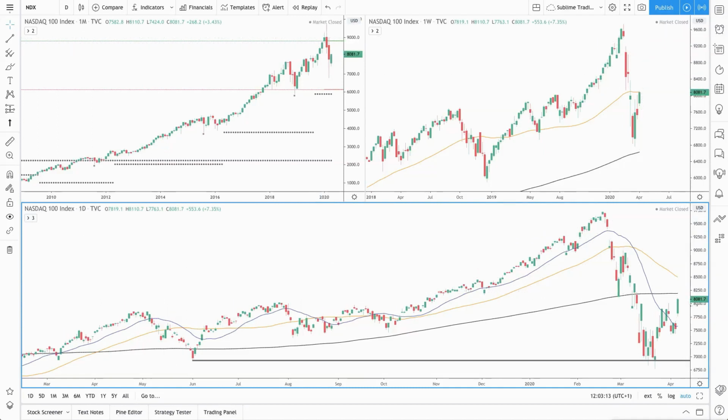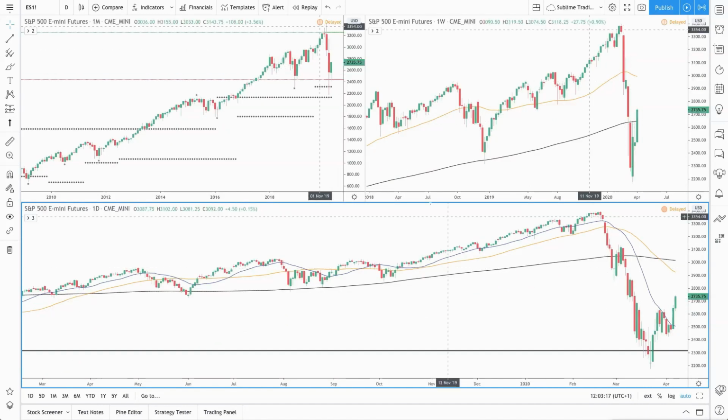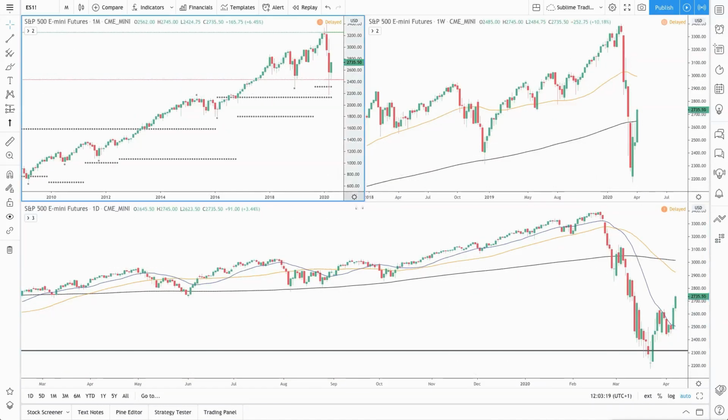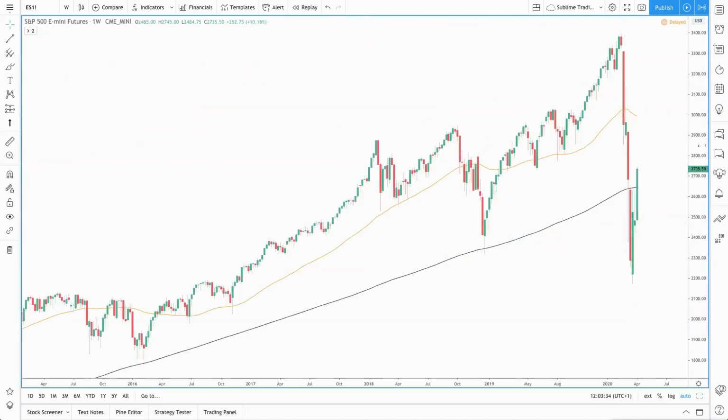Let's come down to the S&P 500 mini, which gives us an idea of pre-market conditions. Starting with the monthly time frame, we can see that price has found support at the low of last year. We're seeing that bullishness coming in. On the weekly time frame, price now is above the 200 moving average.